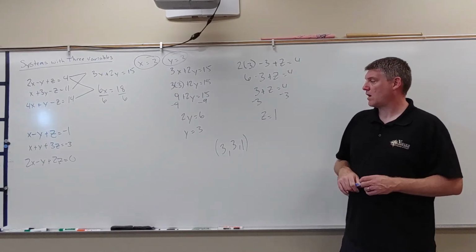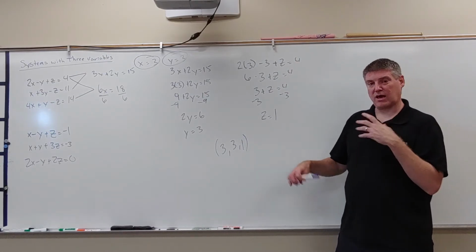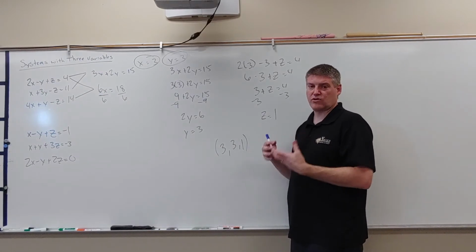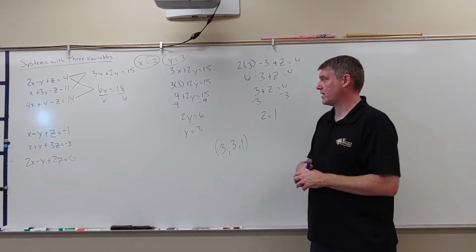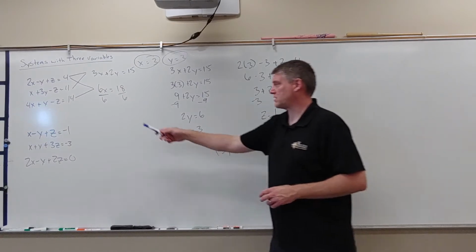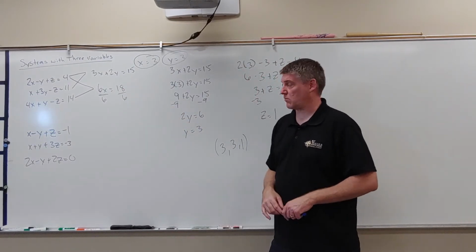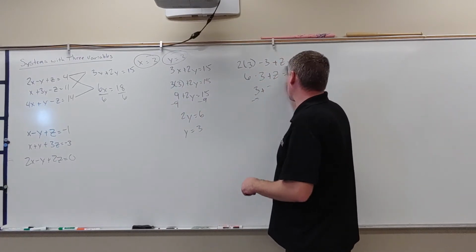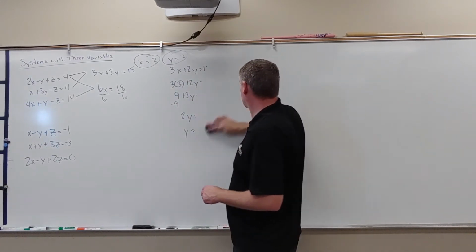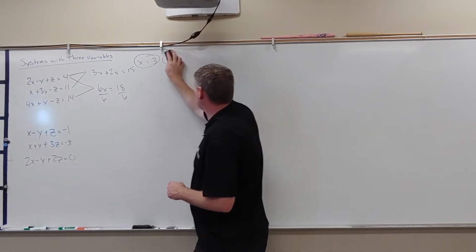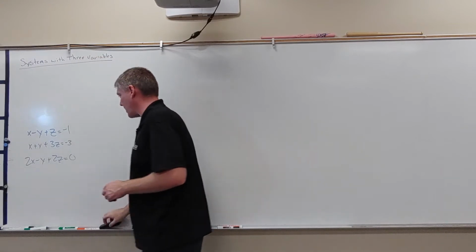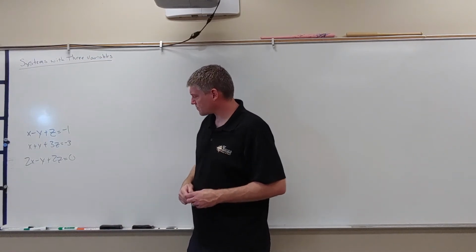There's my ordered triple. Okay? Now, we're going to do the next one. I want to show you one in which two of the variables don't eliminate all at once. That was the nice thing about the last one: I was able to get my x right away and plug it in. So let's go ahead and erase this and look at this new system of equations here.